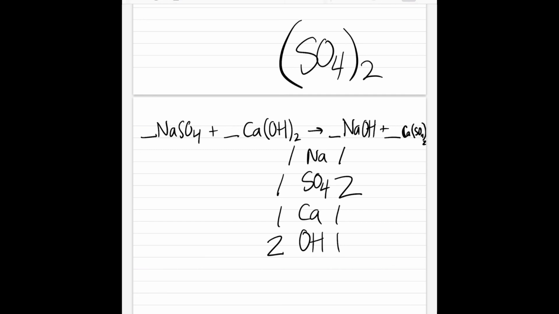So the SO4 on the right has a 2. So I'm going to put a 2 here. That gives me 2 sodiums and 2 SO4. So SO4 is good. But I messed up my sodium on the right side. So let's put a 2 here. That gives me 2 Nas and 2 OHs. And I'm balanced. And that is it.